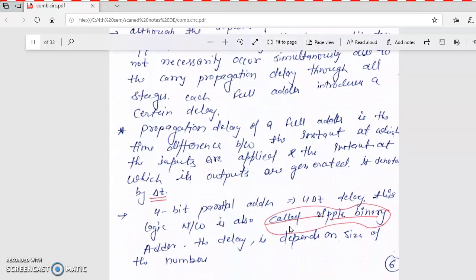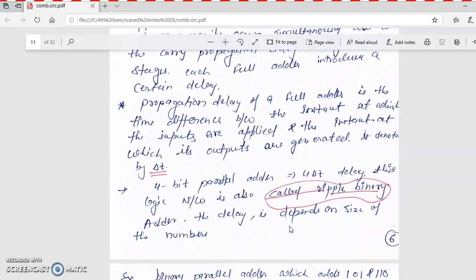4-bit parallel adder, so 4 delta t, because each stage introduces a propagation delay. So a 4-bit parallel adder uses 4 adders, and every adder has a propagation delay, so 4 delta t. This logic network is called a ripple binary adder.